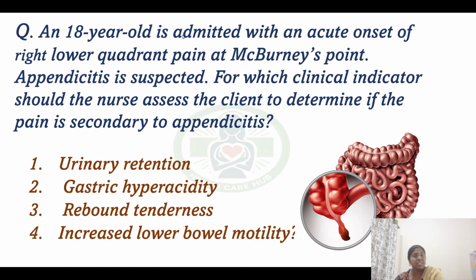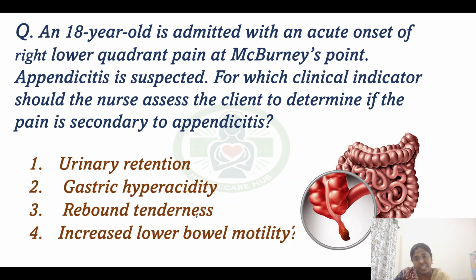An 18-year-old patient is complaining of pain at McBurney's point. McBurney's point is on an imaginary line drawn from the umbilical region to the anterior superior iliac spine. So here appendicitis is suspected. For which clinical indicator should the nurse assess? There are certain terms by which we assess appendicitis: urinary retention, gastric hyperacidity, rebound tenderness, or increased lower bowel motility. So which intervention or answer is correct?